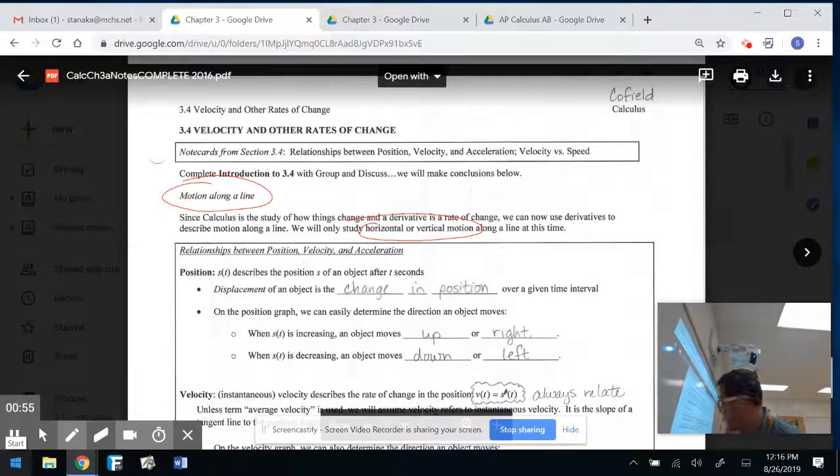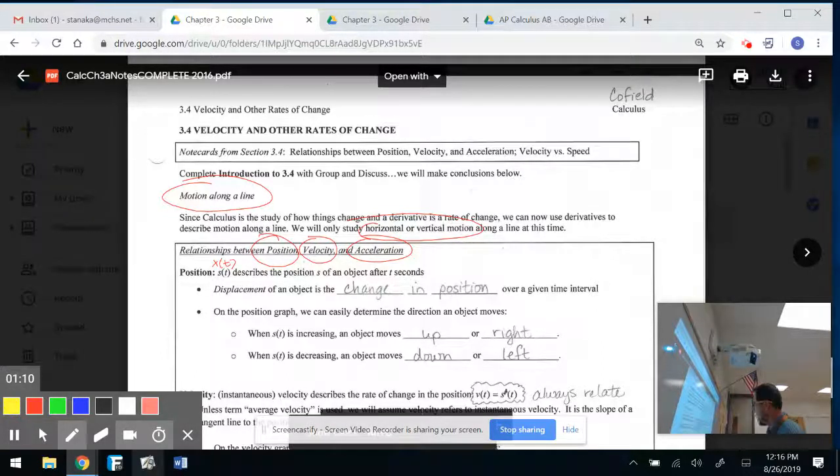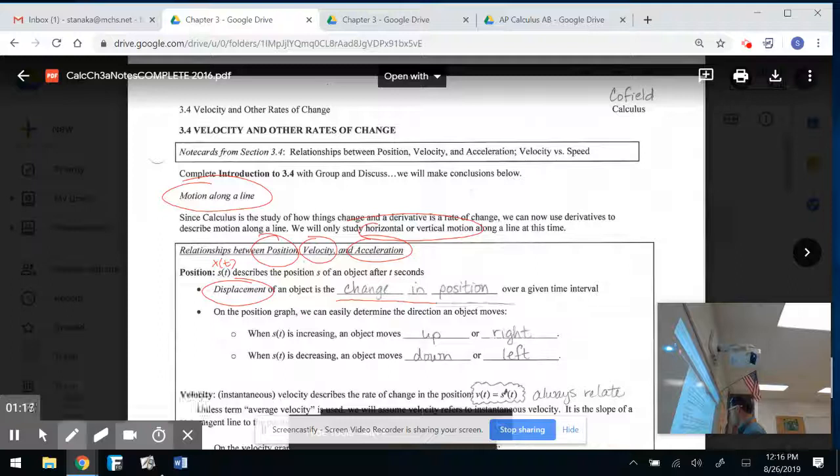The important thing we need to know is the relationship between position of a function, velocity of a function, and acceleration of a function. All right, position. s of t, or sometimes in AP Calc we use x of t, describes the position s of an object after t seconds. The displacement of an object is the change in position over a given time interval.